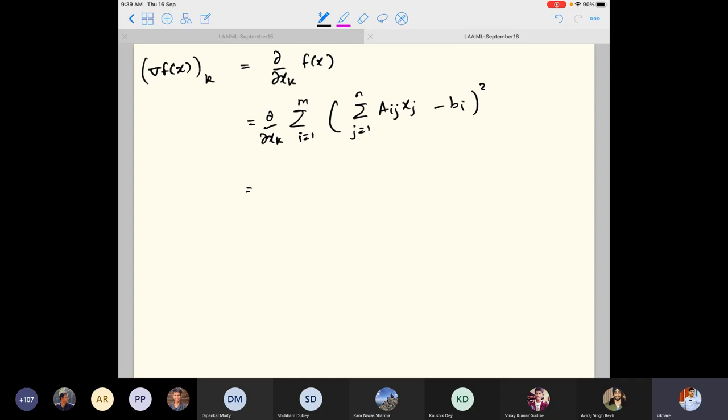So I will use the properties of the derivative. I will have i equal to 1 to m, then I'll take the derivative: 2 times summation j from 1 to n of aij xj minus bi, and I will apply the chain rule. When I apply the chain rule, what will I get here? I'll get aik, correct? I'll multiply this by aik. So this is how I'll compute the derivative. I hope this is clear to everybody.